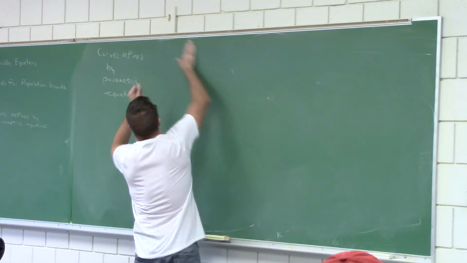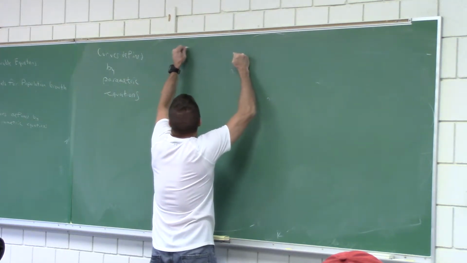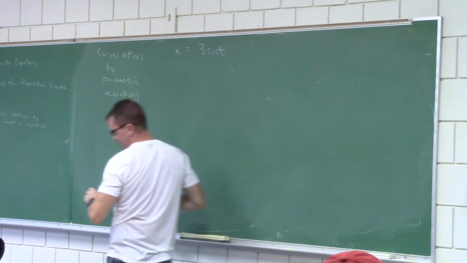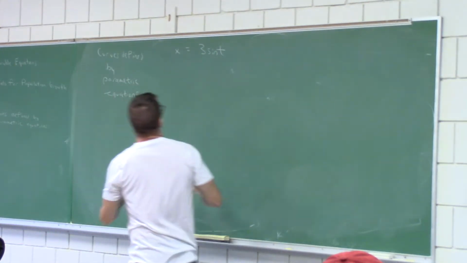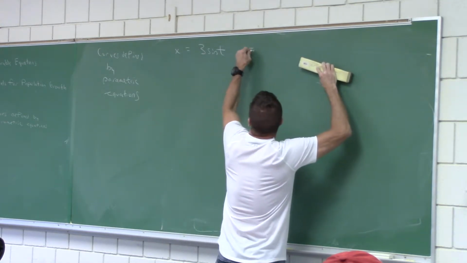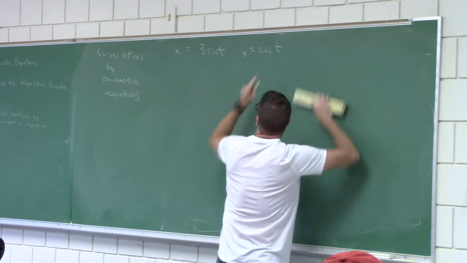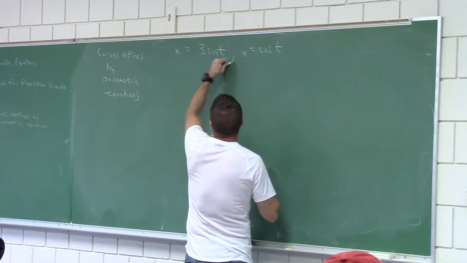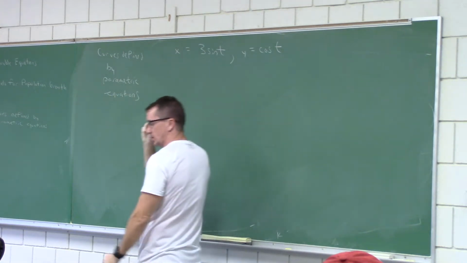Here's a set of parametric equations. x equals 3 sine of t, and y equals cosine t. And what we're going to do is sketch the curve. Now what do they put between these x's and y's? They usually just put a comma between them.